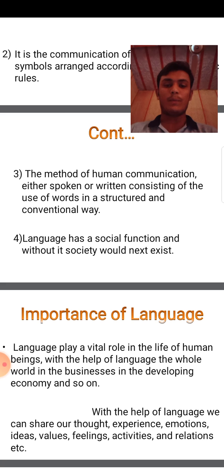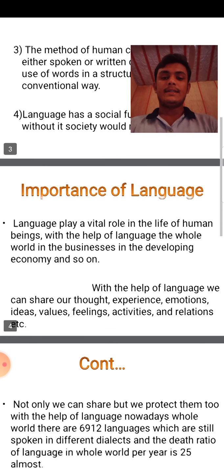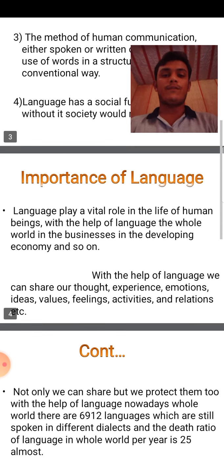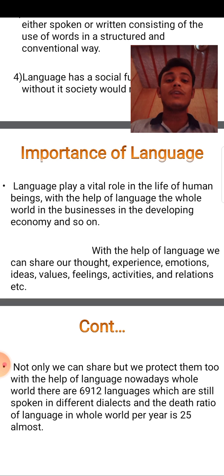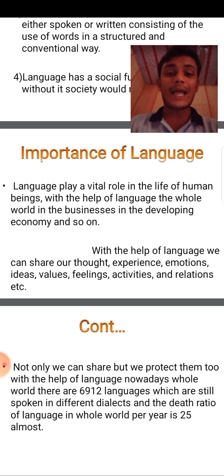And number 2 topic is importance of language. Let's have a look. Number 1 slide. Language plays a vital role in the life of human beings. With the help of language, the whole world, the business, the developing economy, and so on. Importance of language means that language plays a vital role in human life.